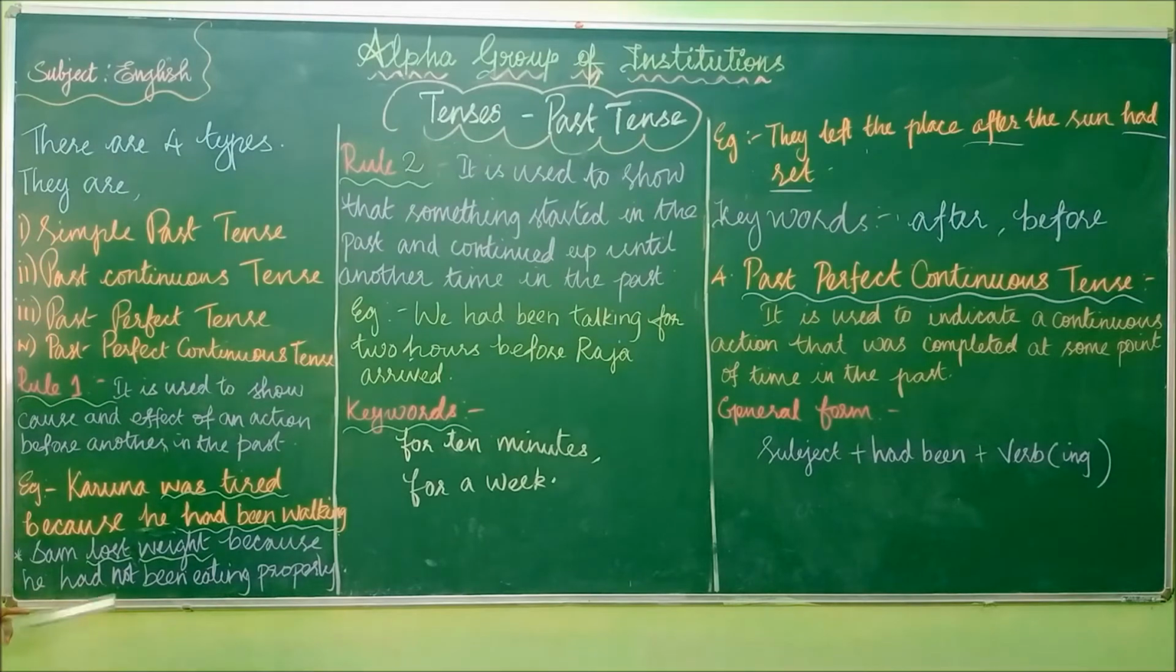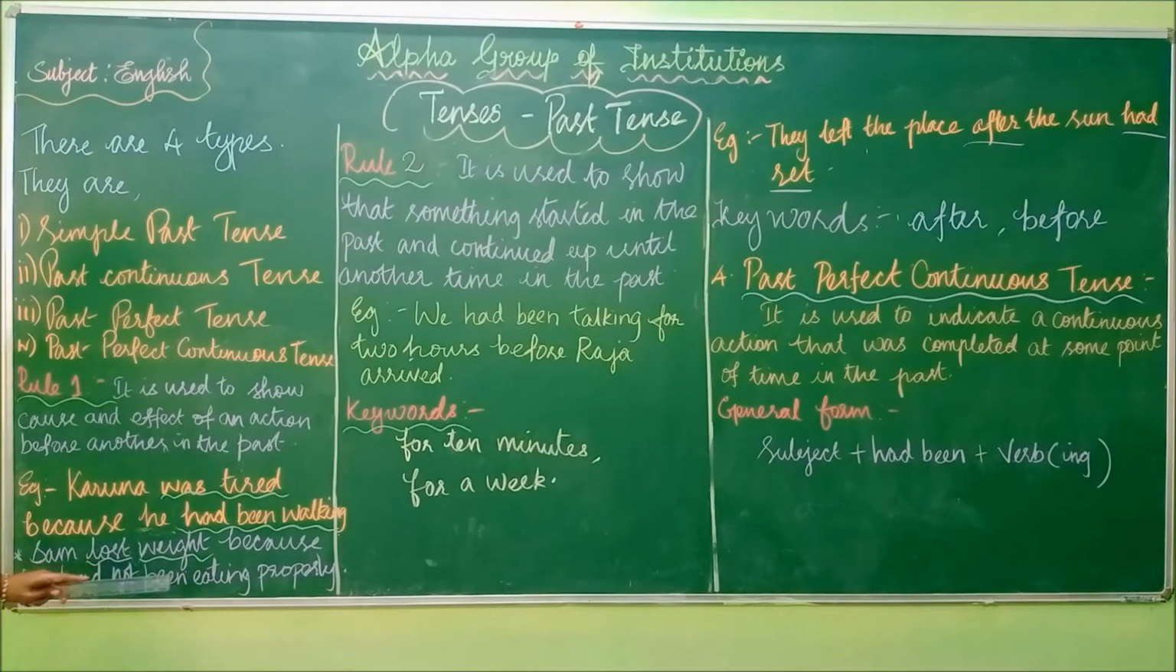So what's happening here? Since he didn't eat properly, it's given in "had not been." Negative sentence: Sam had not been eating properly. The effect of not eating properly is he lost his weight. So "Sam lost" is given in simple past tense because that is the effect of not eating properly. The action, not eating properly, is given in past perfect continuous tense. He had not been eating properly and the effect is losing weight, so it's given in simple past.